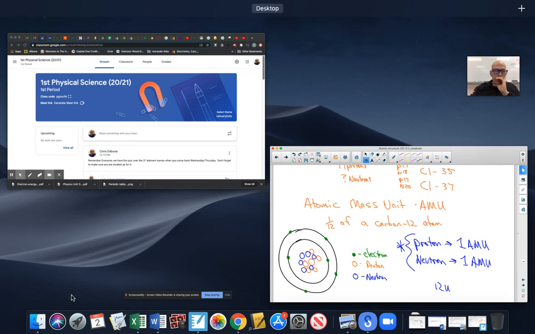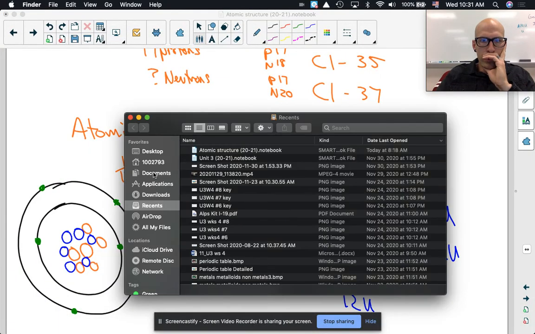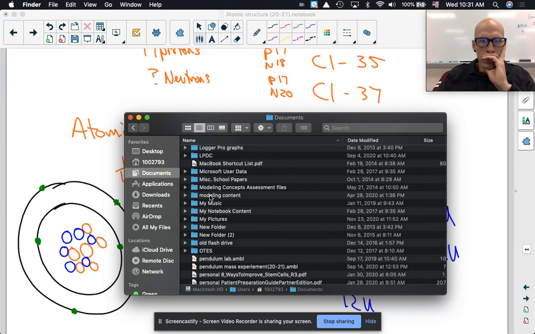Let's see if I can actually find this worksheet. Hold on. Finder. Documents. Oh, no, that's not it. Documents. Modeling content.